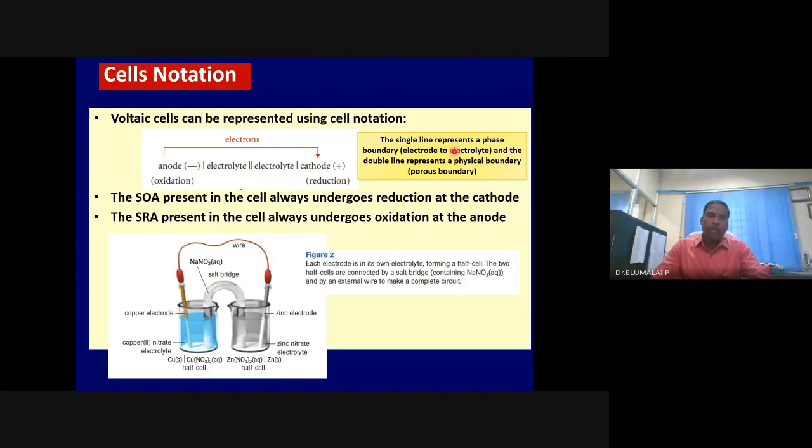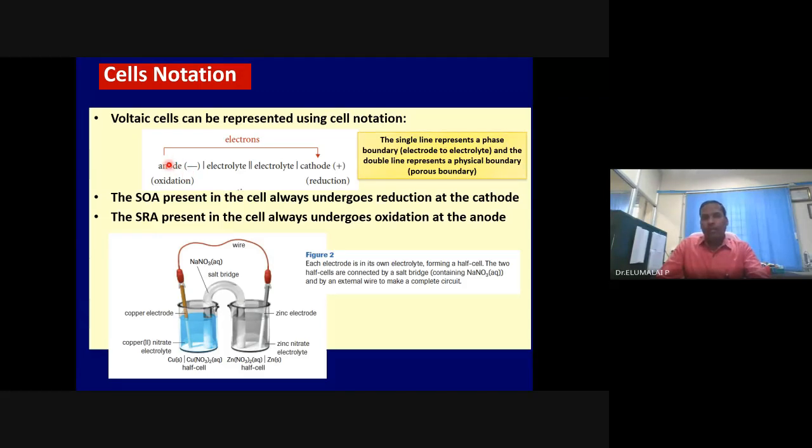Usually, electrochemical, galvanic or voltaic cells are given with this notation. To my left, the anode; to my right, the cathode.